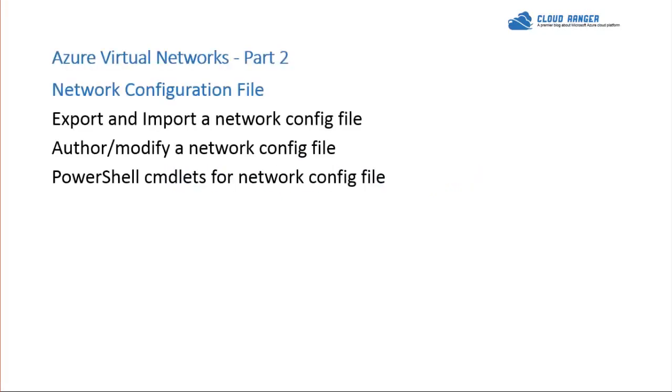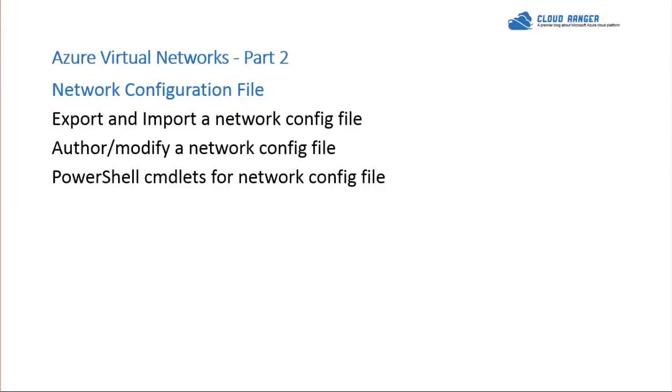So in the previous session, part 1, we talked about creating the virtual network, and we briefly went through a demonstration of how everything was written to a network configuration file when a VNet was created. So we're not going to spend too much time on slides today, and we are going to jump right in and show how this network configuration file can be exported to an XML file and also imported. We are going to modify a network config file and see how the changes take effect. And then we'll use some PowerShell commandlets to do that.